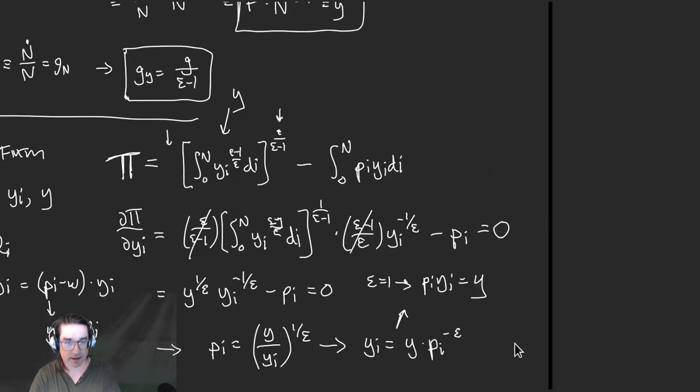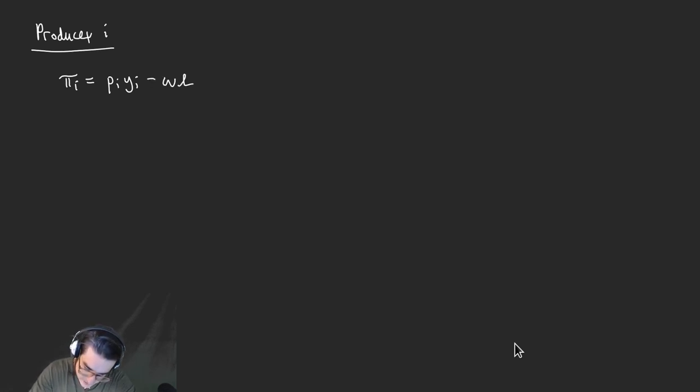Then we're going to look at the intermediate producer's problem. The intermediate producer, let's just call that producer I. First of all, their profit, in the most general sense, is going to be fairly simple. It's just the price of what they're selling times how much they sell, minus W times how much labor L they employ. They're going to pay a wage W, which we're taking as given, and it'll be solved in equilibrium too.